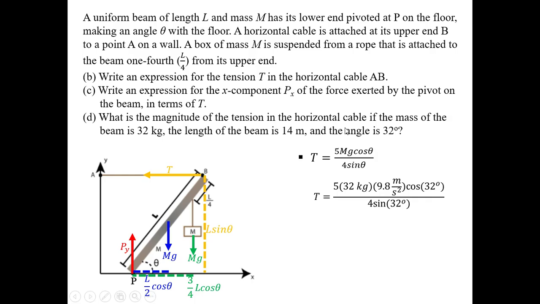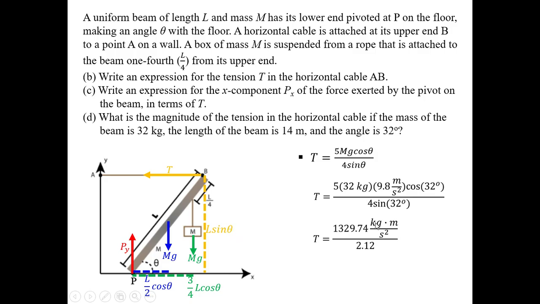All right. So here I'm just going to plug in m, which is 32, and then g, which is 9.8, and then cosine of the angle given here, which is 32. And likewise on the bottom, the only thing we have to substitute in is just theta. And this is really just plug and chug now. So I cleaned up the numerator. I got about 1329.74. And then on the bottom is 2.12.